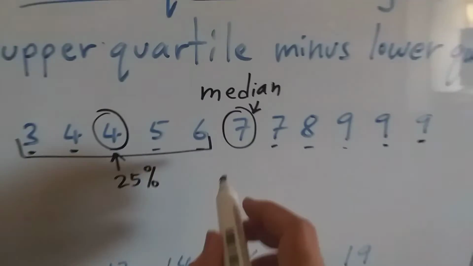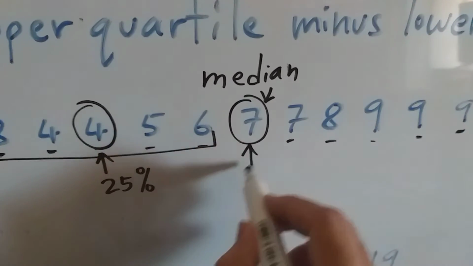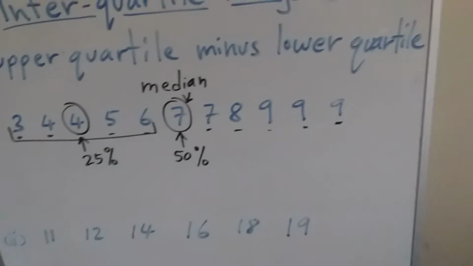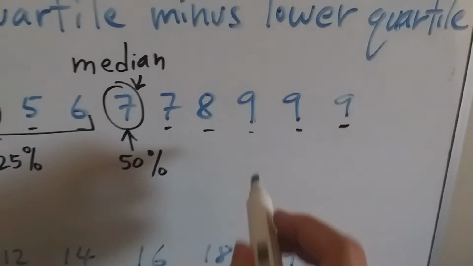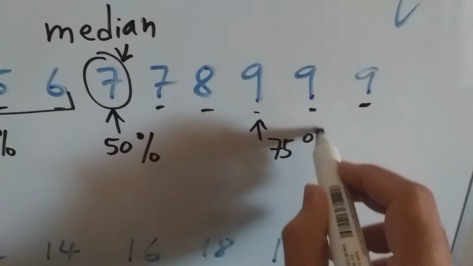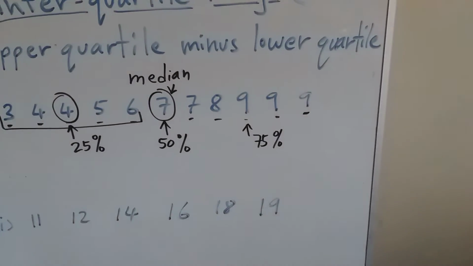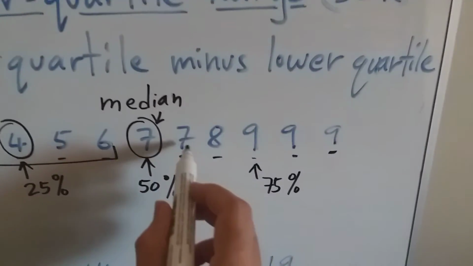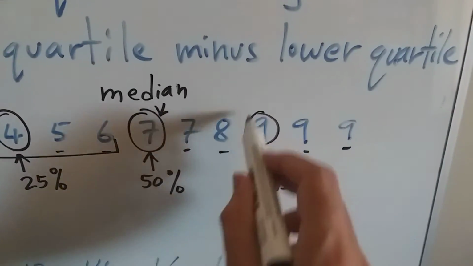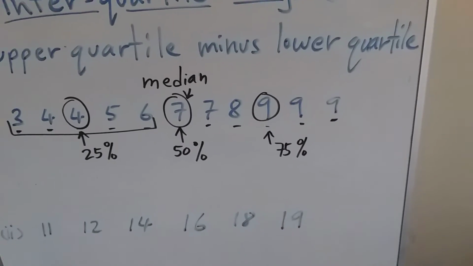Median is the 50th percentile. And the upper quartile will be the 75th percentile. So 7, 8, 9, 9, 9. The halfway of that is this number 9 over here.